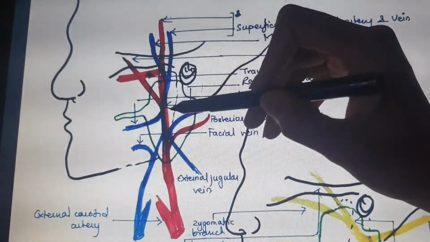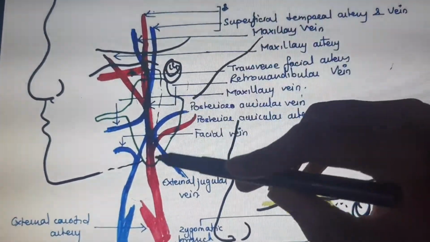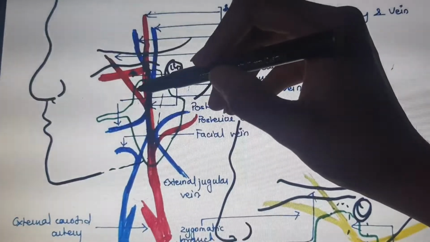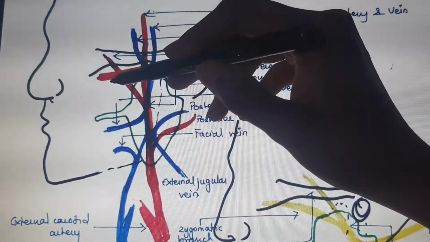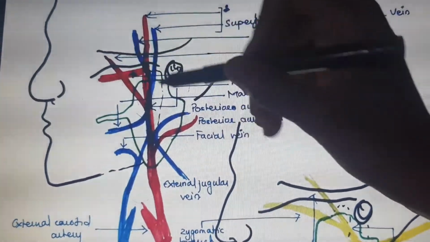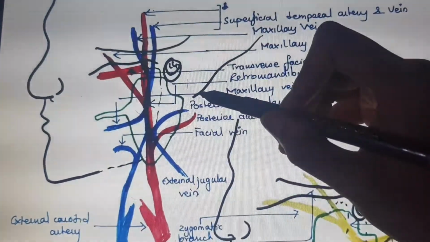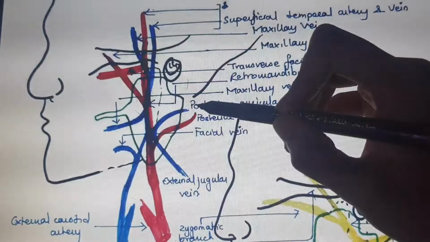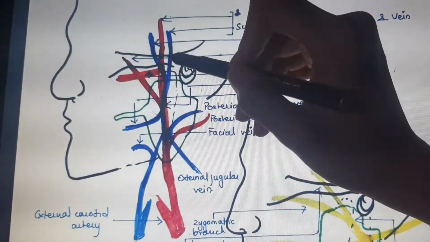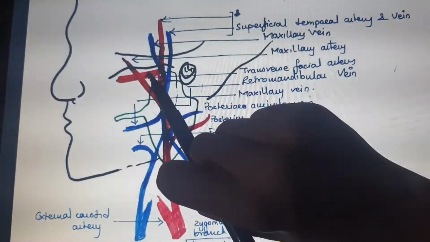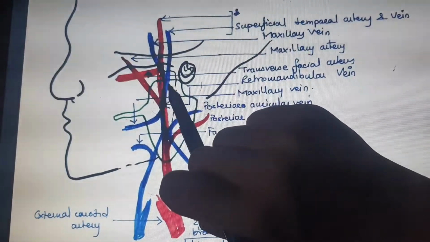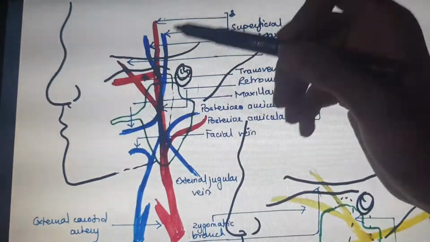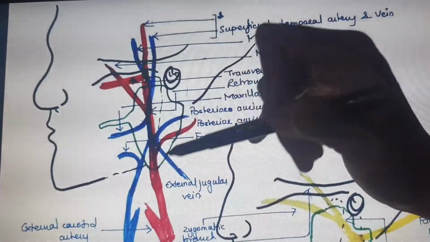From the gland arise the maxillary artery and the posterior auricular artery. Now the maxillary artery exits through the anterior medial surface and the posterior auricular artery may arise within the gland and exit from the posterior medial surface. The superficial temporal vessels and the transverse facial artery exit from the anterior border. Okay, so this is about the artery supplying the parotid gland.